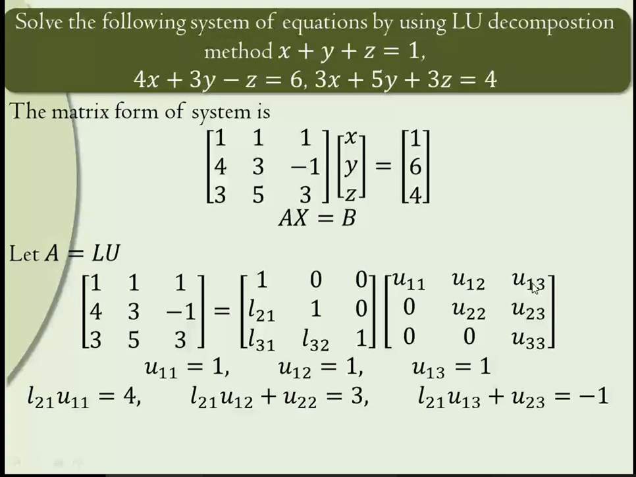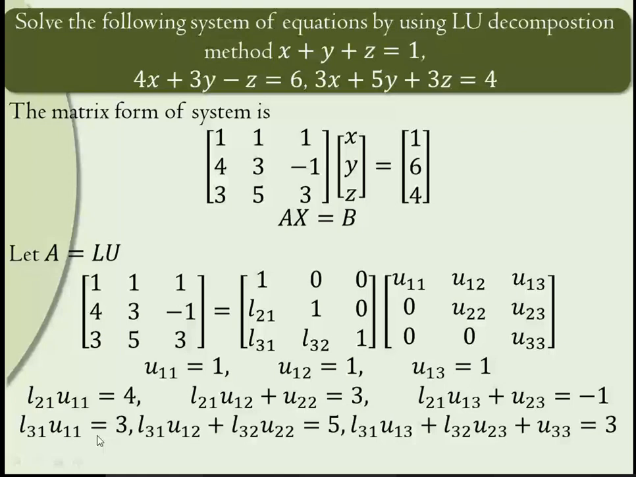Now take the third row first column, and whatever equation we get on this side, equate with 3. Third row second column: L31 U12 plus L32 into U22 plus 1 into 0, equate with the third row second column element 5. Like that, we get 3 more equations: L31 U11 equal to 3, L31 U12 plus L32 U22 equal to 5, and L31 U13 plus L32 U23 plus 1 into U33 equal to 3. Okay, so that gives us the last equation.